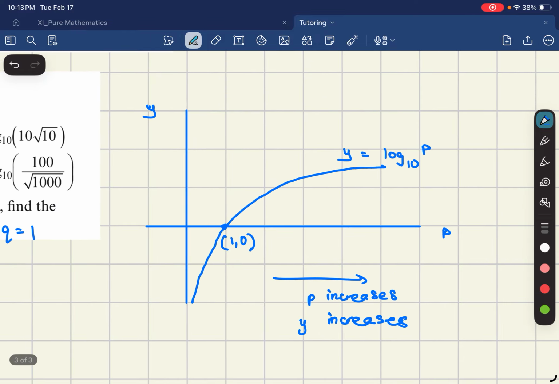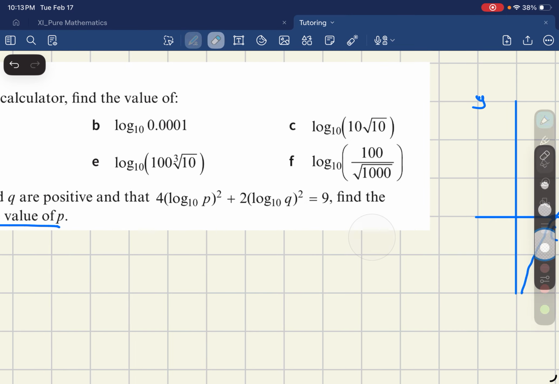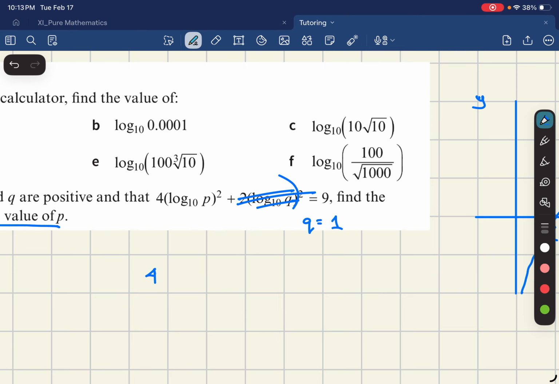And we just got this idea from the fact that if log 10 P decreases, then P decreases. If log 10 P increases, then P is increasing. So that gives us the idea that we want to minimize the impact from this part. So we select Q to be 1, and this part collapses to 0. So effectively, we're just solving log base 10 P squared is equal to 9.